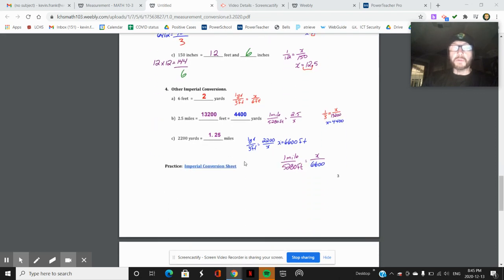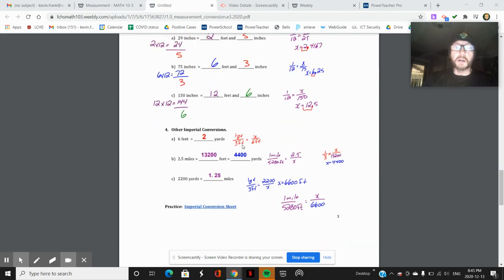And then we had some other conversions to work with as well. We had yards and feet. 1 yard was 3 feet. 1 mile was 5,280 feet. So all these things just work with cross multiplying.